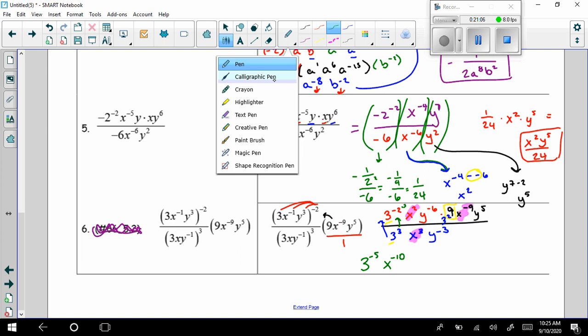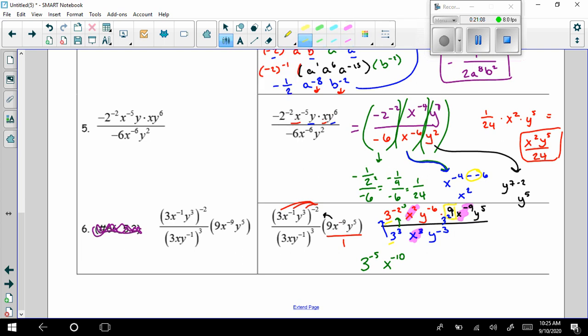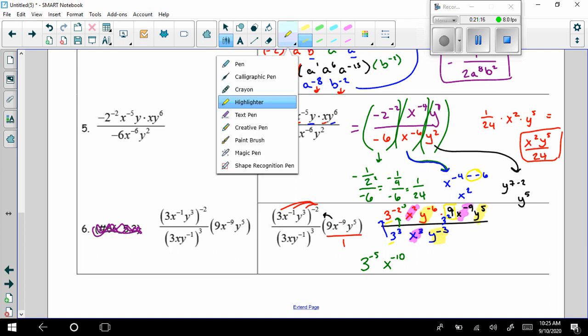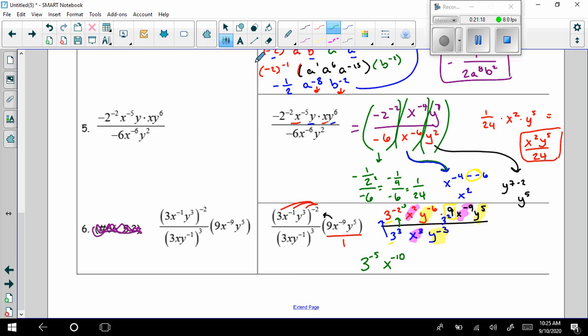Y's, I'm going to do the same thing. I have a negative 6 up top, a negative 3 on the bottom, and a 5 up here. All right, remember you add across the top, but then you subtract the bottom. So this would be negative 1 minus negative 3. This is going to become a positive 3 when you move it up. Gives you a y squared.